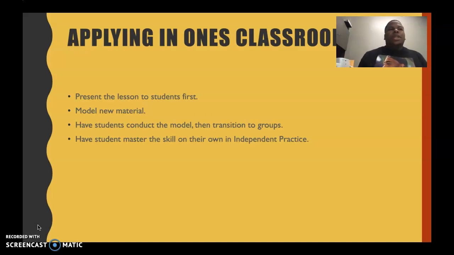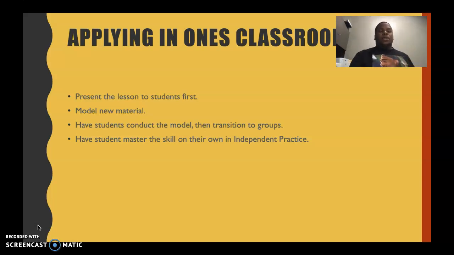So all this information about direct instruction is about applying it to the classroom. The first thing would be to present the lesson to the students, bringing in that wow factor, getting the students to know what we're about to be engaged in as a class. Then you model the new material. For example, let's say the plant cycle. You model to the students how the plant cycle starts and where it ends.